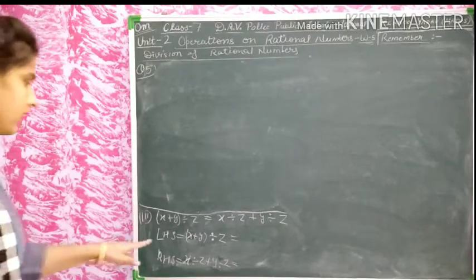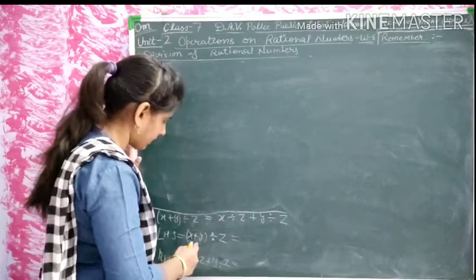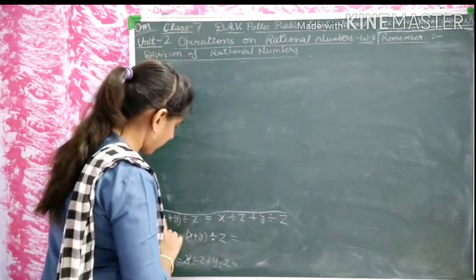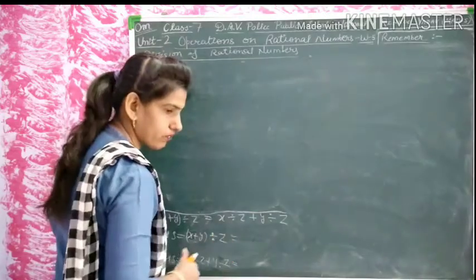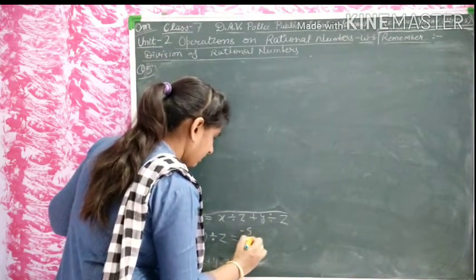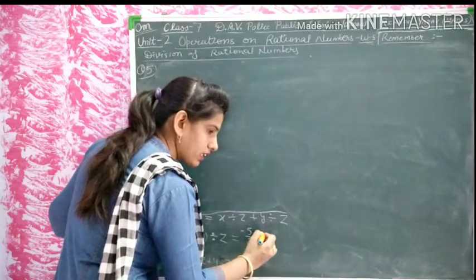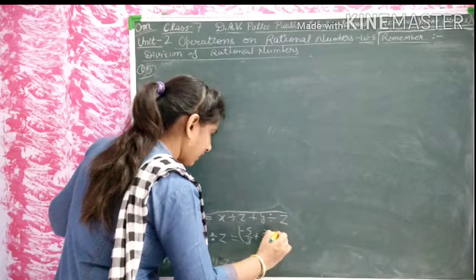Now students, there is the LHS side and there is the RHS side. So first the LHS side here, (x + y). What is the x here? X is minus 5 by 3, and plus what is the y here, that is 2 by 7, and it's divided by z.